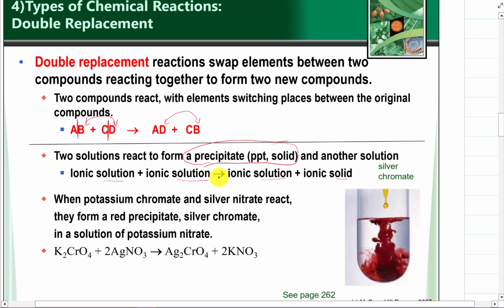A precipitate. So ideally, we look at it, we see a K and a CrO4, and an Ag and an NO3, and an Ag, a CrO4, and a K and an NO3. So you see the NO3s swap. The NO3 had silver beforehand, now it has the potassium. That's all. That's how you do a double swap. And that is a double replacement. So this is a DR, a double replacement.